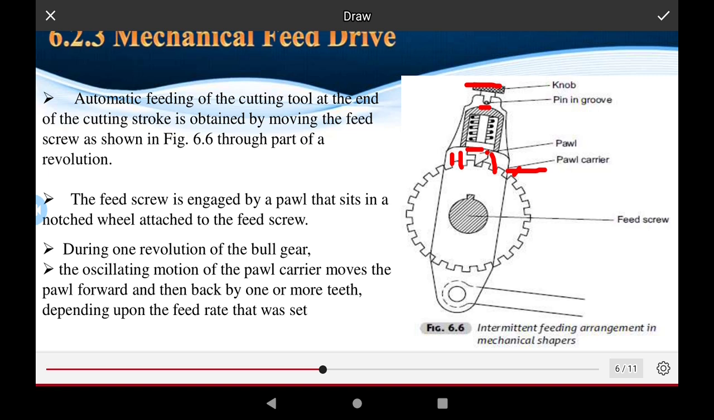And this is the connecting rod in the intermediate feeding arrangement in the mechanical shapers. Automatic feeding of the cutting tool at the end of the cutting stroke is obtained by moving the feed screw through part of a revolution. This gear is moving, and the connecting rod connects the gear, and this is the power transmit. So the feed screw is engaged.